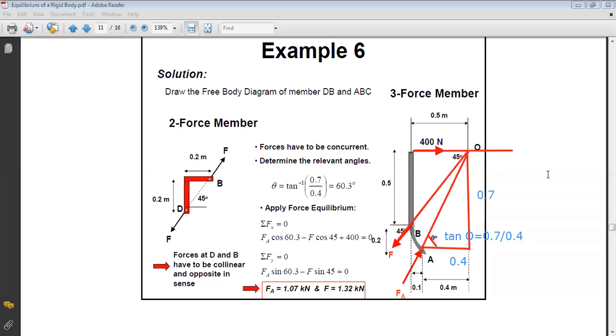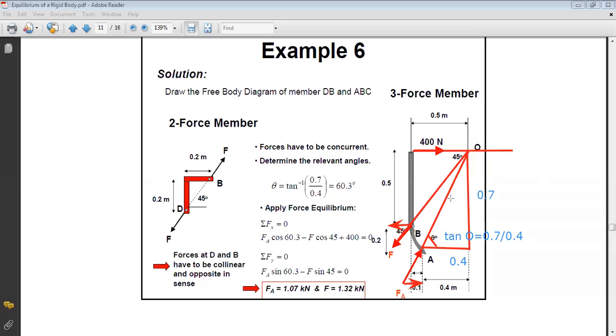I can choose any two equations I want. So the easiest ones here are sum of x equals 0 and sum of y equals 0. If I do sum of x equals 0, what do I have? Along x, I have plus 400 Newton minus F cosine 45, because if I project this force on x, it's minus F cosine 45. And for FA, I should do FA cosine theta. And theta is already calculated, so I find the first equation.